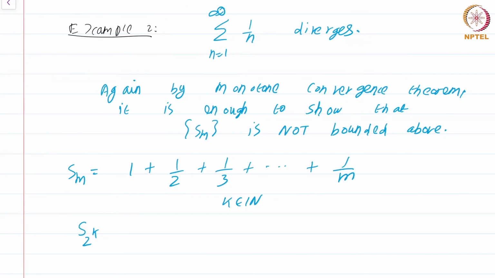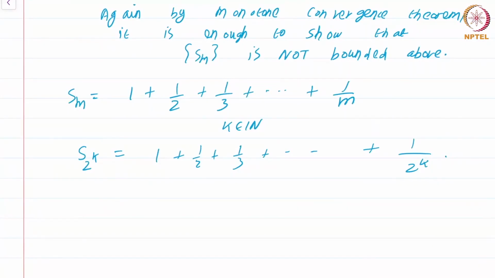Okay, so what will this S_{2^k} be? Well, it's just again 1 plus half plus 1 by 3 plus dot dot dot plus 1 by 2^k. Okay, this is a bit silly. It really doesn't seem like I've done anything other than substitute m equal to 2^k, but this is going to make a world of difference in the next step.